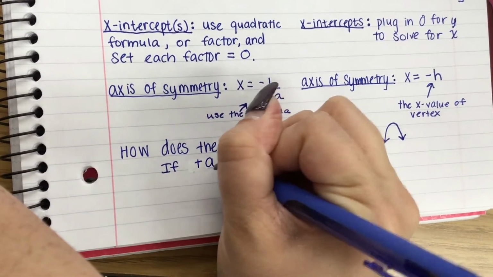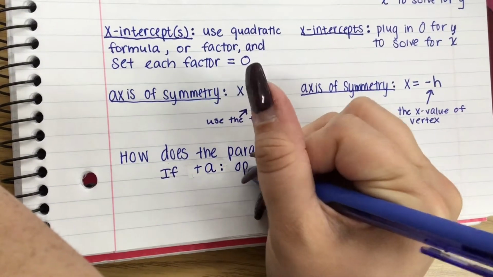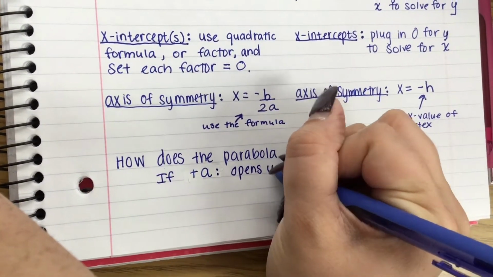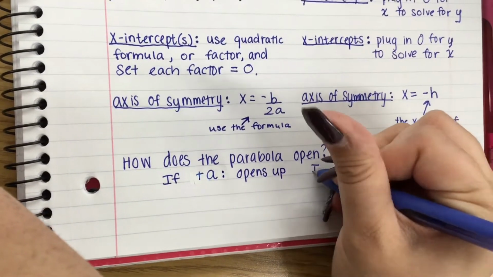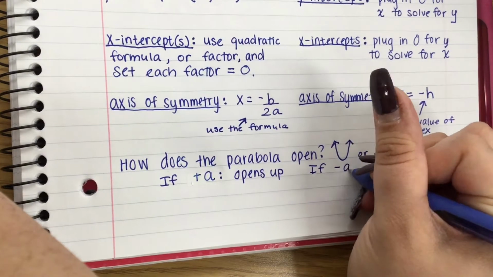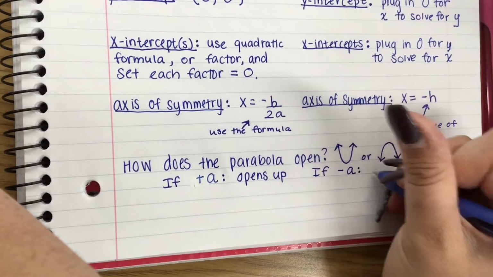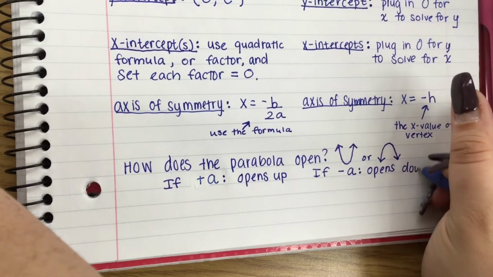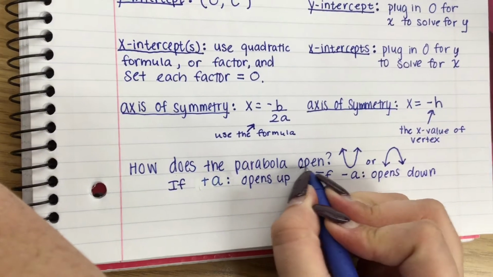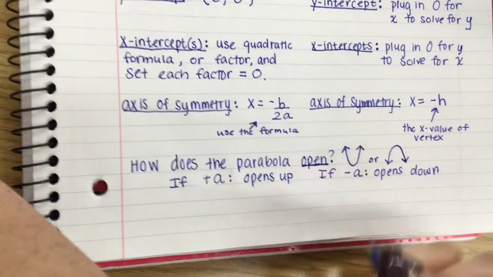Now we want to look at how the parabola opens. It's either going to open up or it opens down. That's where the a value comes in. If you have a positive a value, you have no reflection. That parabola opens up. But if you have a negative a value, that's a reflection over x. So you're going to have a parabola that opens down.